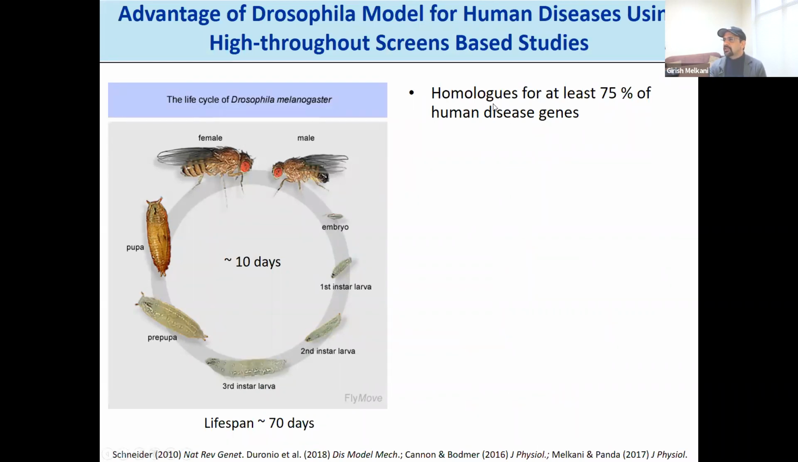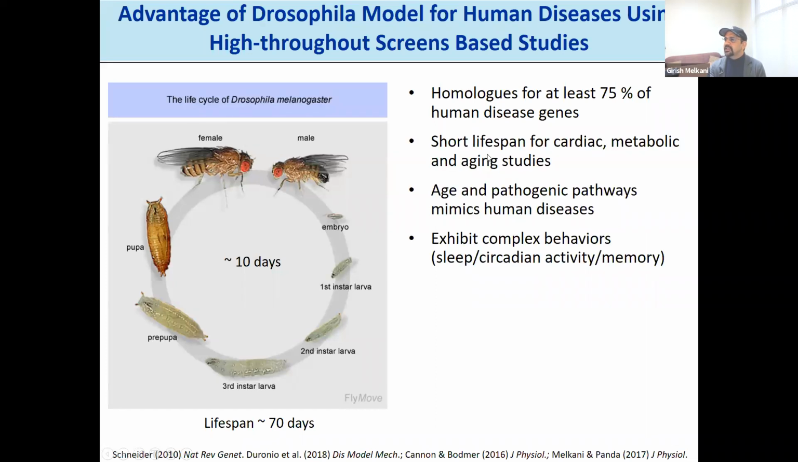So it has at least 75% of human disease homologs. Okay. And other advantages, it has a short life. You can see from the embryo to adult, you can get that in 10 days. And they live only for like 70 days. Not only do they have a short life, but whatever pathways you see in human aging or cardiac aging, you can see these kinds of changes in the fly model. And if we are modeling human dilated cardiomyopathy versus HCM, we can model that in the fly model also.